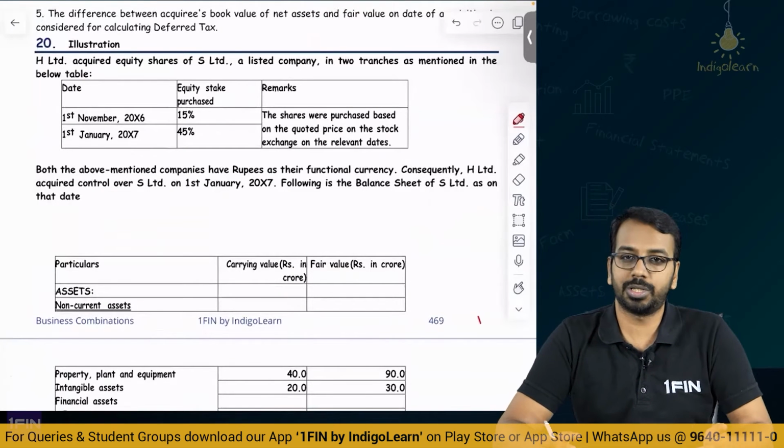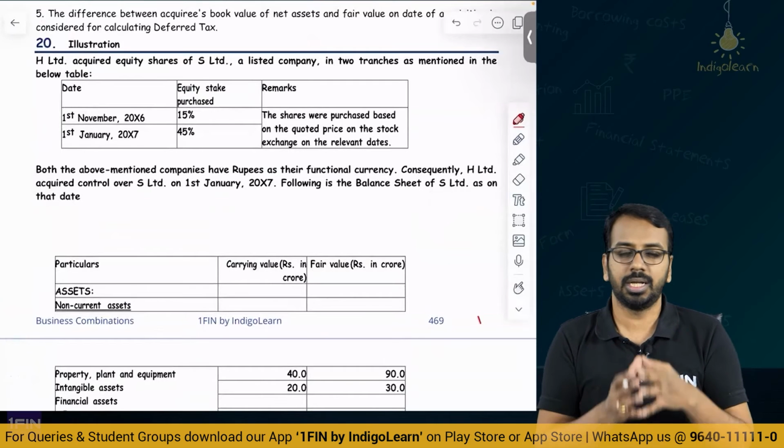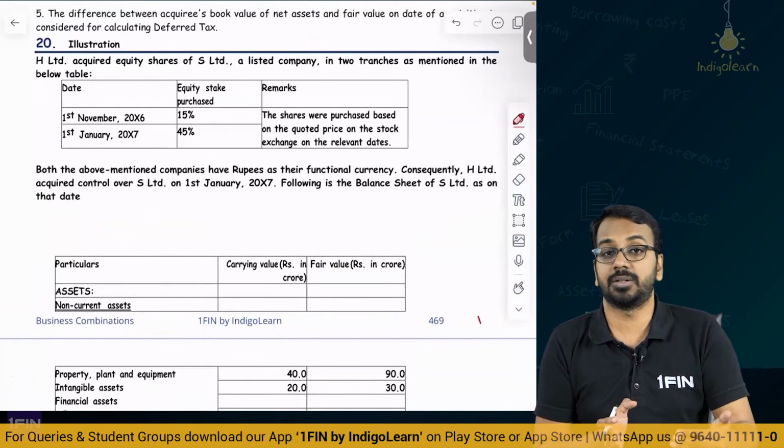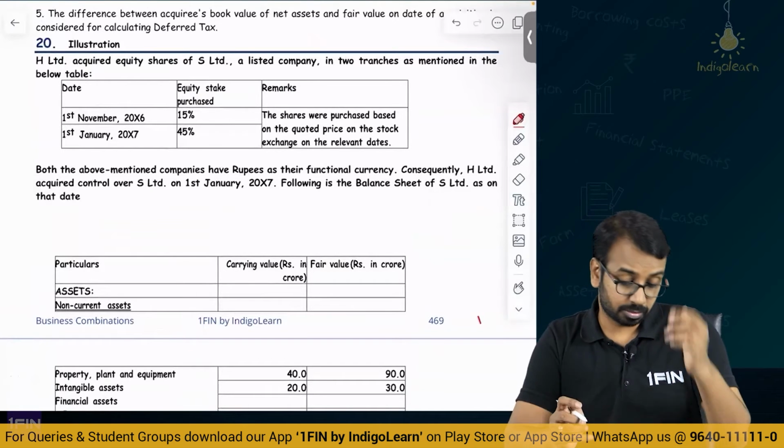Now let's look at one more question. This will clarify some more aspects related to purchase consideration and what we should consider. And then the remaining questions, this material is available, the past exam question papers are available. You can have a look at them and you can solve them.